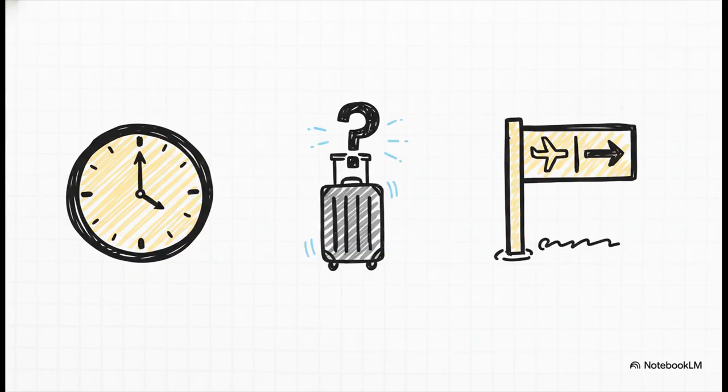Unsurprisingly, the third big topic was all about the wait. The system found a massive group of tweets talking about flight delays, spending hours waiting at the gate, and of course the timeless frustration of lost or damaged baggage. This is the kind of stuff that really grinds people down over time.